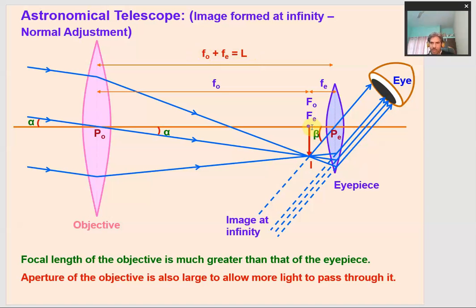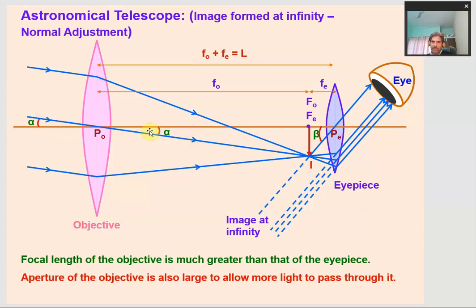So for this image formed at the focus of the eye lens, the final image is formed at infinity. Now this is the angle made by the object, right? This angle will also be the same. If the angle made by the object as seen directly is alpha, then this angle will also be alpha. It is the opposite angle of this, right?